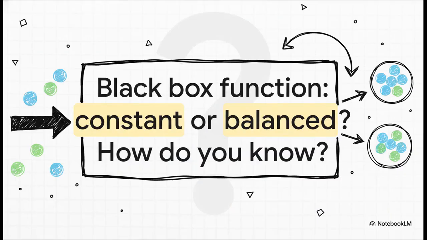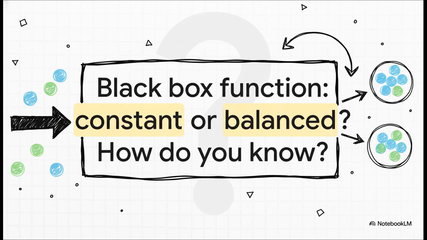So let me set up a little puzzle for you. Imagine you have this black box, right? It's a function. You can feed it an input and it'll spit out an output. But you have no idea what the code is inside. Now you're given a promise. The function is one of two types. It's either constant, meaning it gives you the exact same output no matter what you put in, or it's balanced, meaning exactly half the inputs give you one answer and the other half give you another.